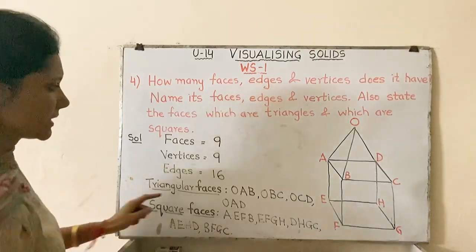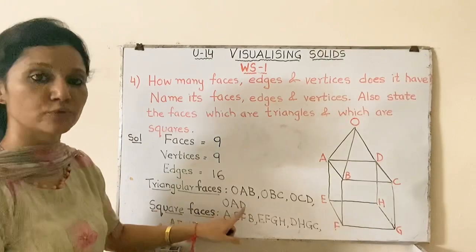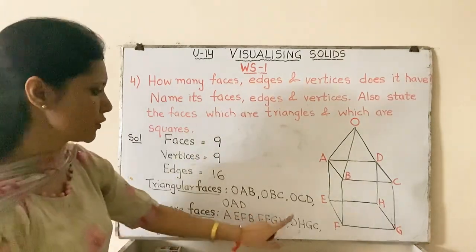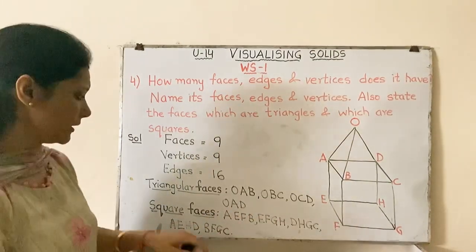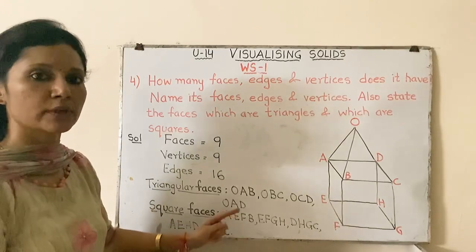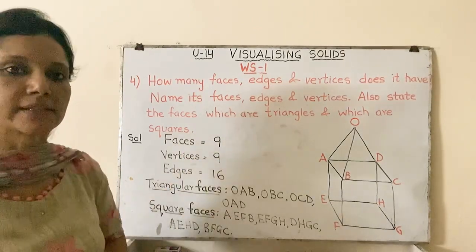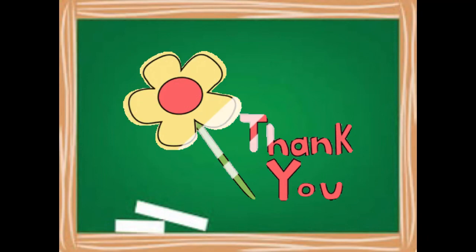So you can see we are having 1, 2, 3, 4 triangular faces, and 1, 2, 3, 4, 5 square faces. So it totals up to 9 faces.